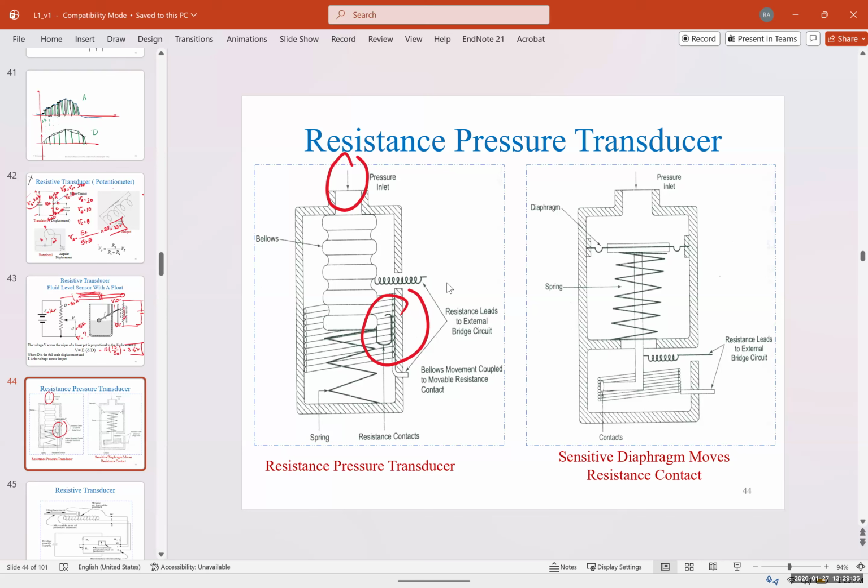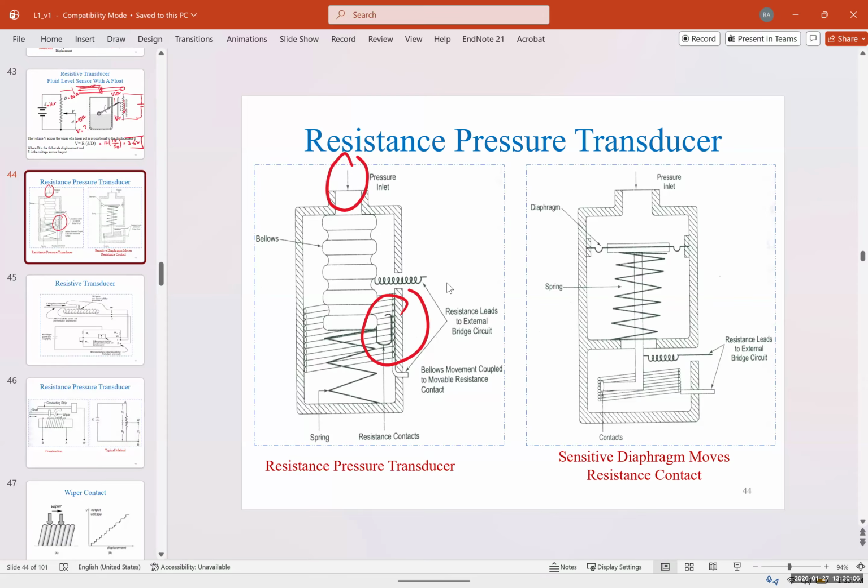Again, on the left is the resistance pressure transducer, and on the right is the sensitive diaphragm type of transducer. Depending on your application, if you have low pressure systems, you can use the right one, even for liquid. But if it's very high pressure, it's going to rupture the diaphragm and destroy the sensor. That's the reason some of these sensors have a pressure limit. If you put it under too much pressure, you're going to break the sensor. Any questions about this? No?